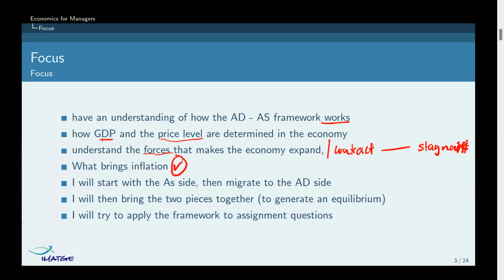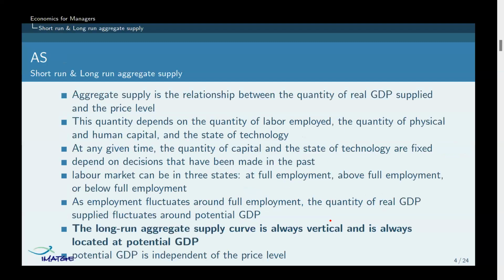So in this case, I will start with the aggregate supply side before I migrate to the aggregate demand side, right? I will then bring the two pieces together to generate an equilibrium in the economy. I will also try to apply the framework to the assignment questions that we have, okay? So I believe that we have MBA and PGD students here. So this session is going to be beneficial to both cohorts. Okay, so let me start with the aggregate supply curve.